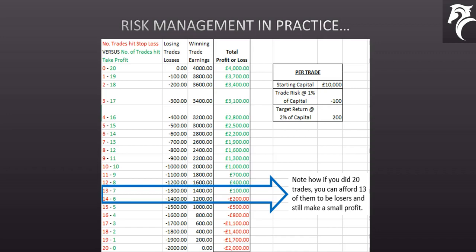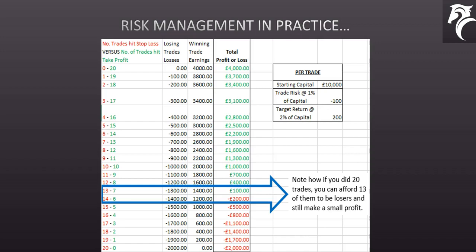You will notice from the first row of the table, it shows if all 20 trades I take hit their take profit and no trade is stopped out, I would earn a maximum of £4,000. And the very last row shows if I do 20 trades and every single trade I take hits the stop loss, I lose £2,000. So already we can see that even if things go dreadfully wrong and all 20 trades hit stop losses, we would lose 2k, but still have £8,000 in the account balance remaining, which is enough to make a comeback from.